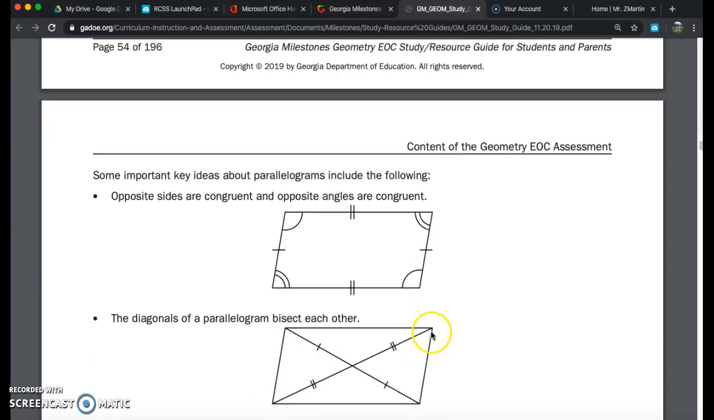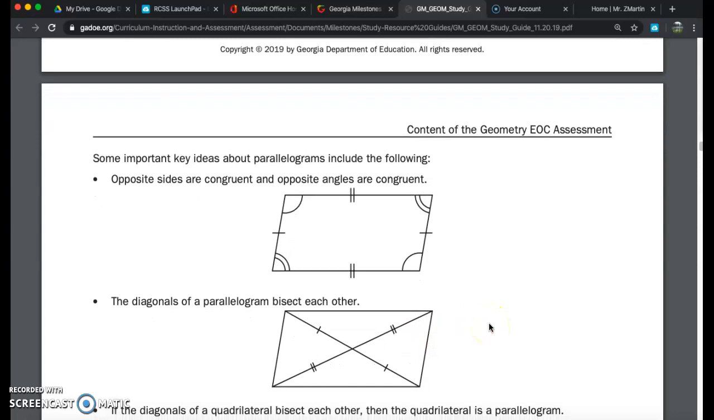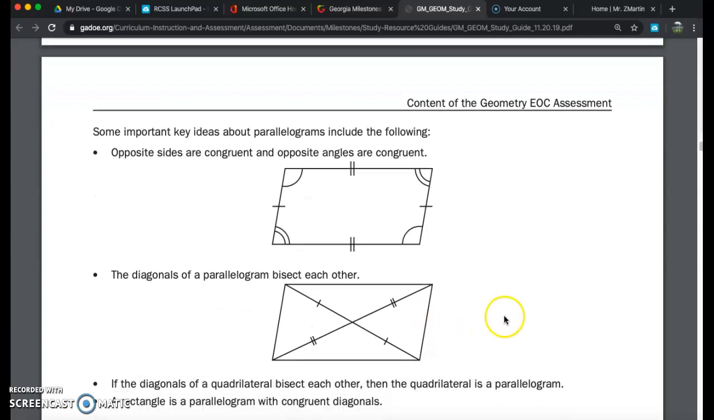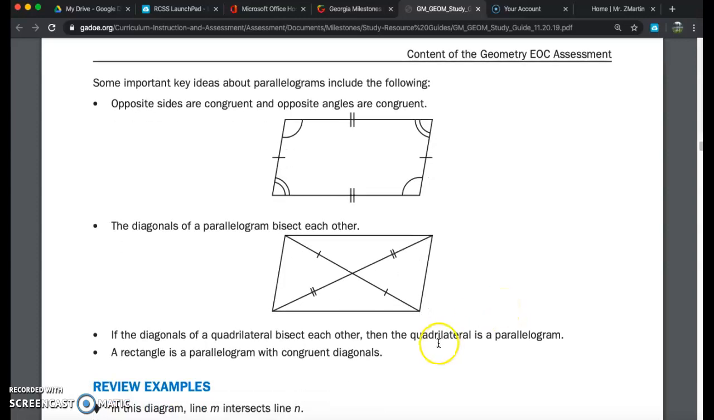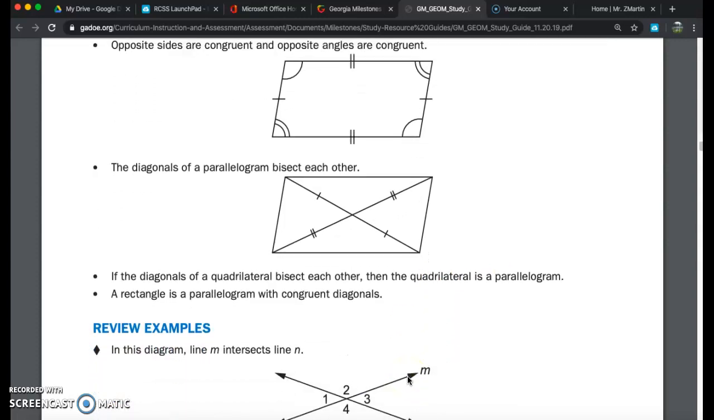Also, you can see some key ideas about parallelograms, mainly that opposite sides are congruent and opposite angles are congruent. Diagonals of a parallelogram bisect each other. If the diagonals of a quadrilateral bisect each other, then the quadrilateral is a parallelogram, and that's often key within a proof. And a rectangle is a parallelogram with congruent diagonals. And then, of course, we could add an extra one there: a square is a special rectangle.